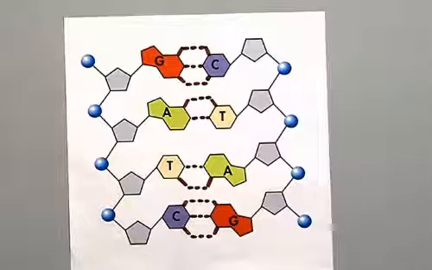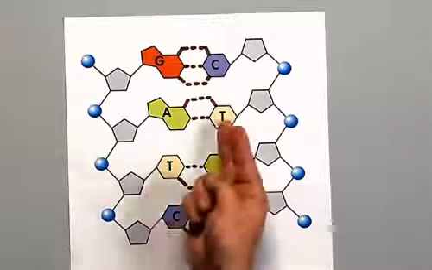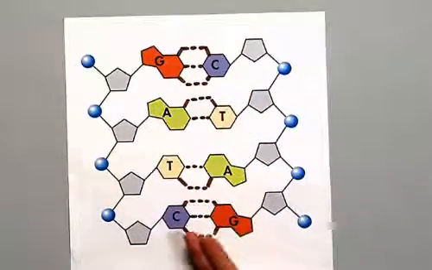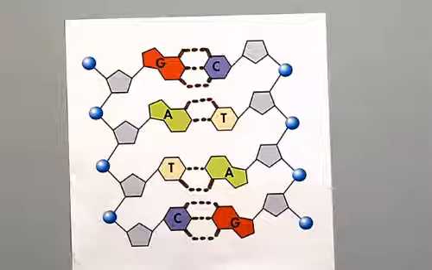But how can we help ourselves remember the pairs if, say, we have a really important test we need to pass? There are only two possible pairs. A pairs with T, and C pairs with G. If we can remember just one pair, we can figure out the other one. Here's a trick I use to remember the pairs.